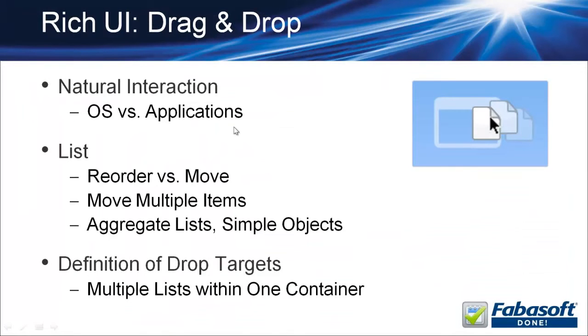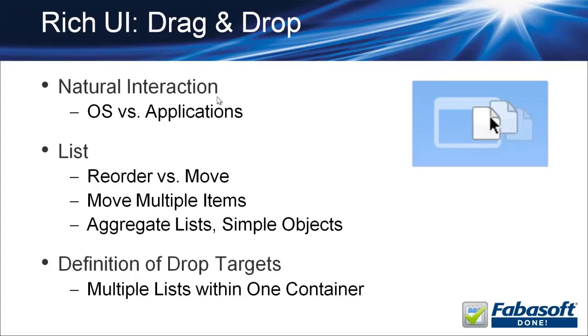Next point, we made some major innovations is the use of drag and drop in our product. We use drag and drop for natural interaction with the operating system and with applications. For example, you can drag and drop files from the Windows desktop into our web browser client, and you can drag and drop attachments from Outlook, for example, right straight into our Folio product.